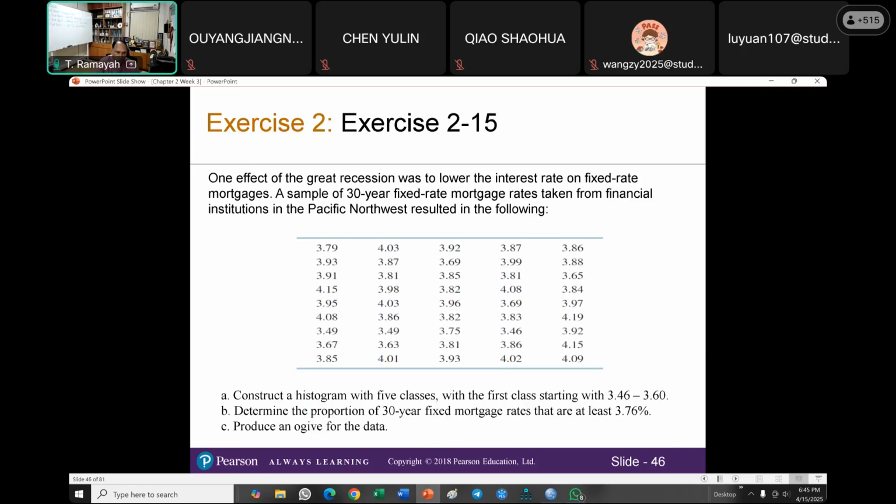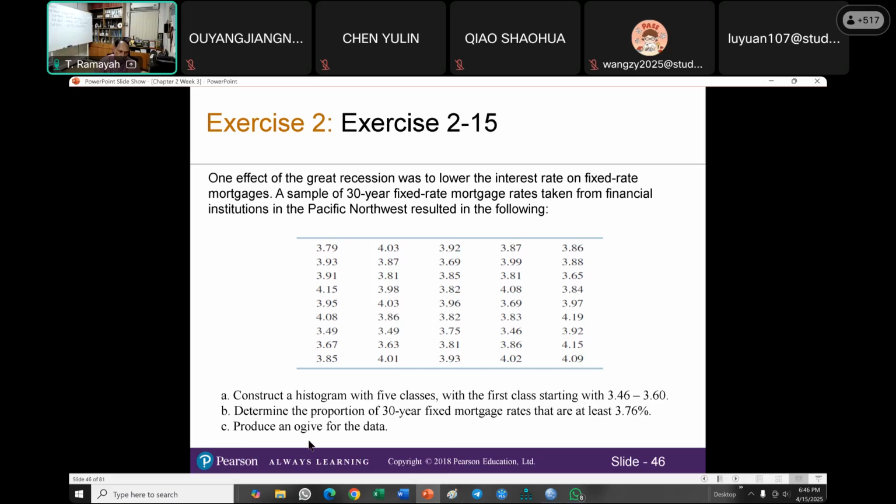So exercise number 2 is they give you these data points. Based on the data points, you have to construct a histogram with 5 classes, and they already give you the first class, 3.46 to 3.60. The difference between 3.60 minus 3.46 will be the class limit, or the interval. Then you have to develop a table for this, and then we can also calculate how many percent are at least 3.76 and above. We can do that.